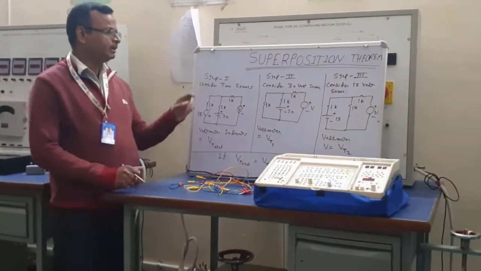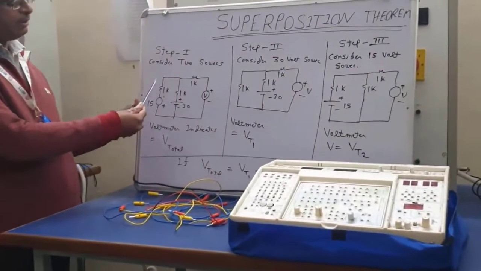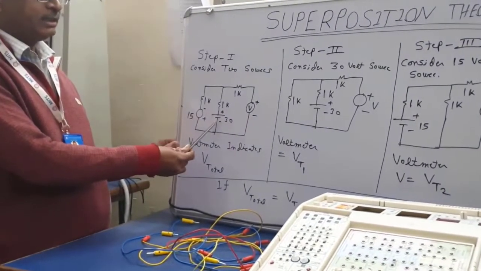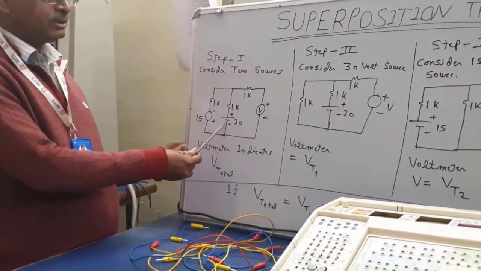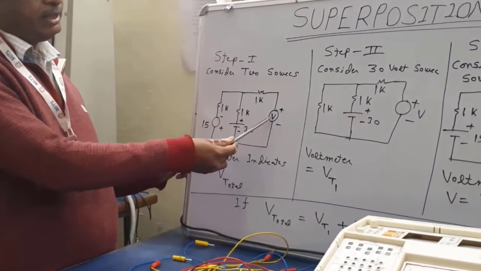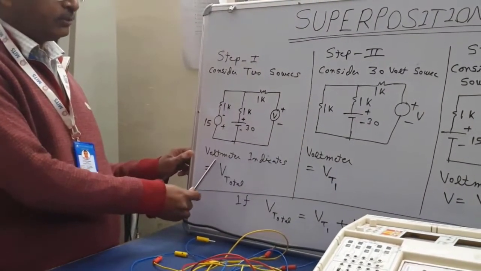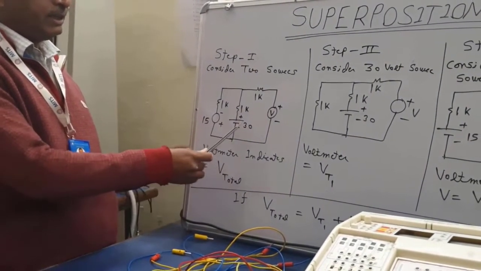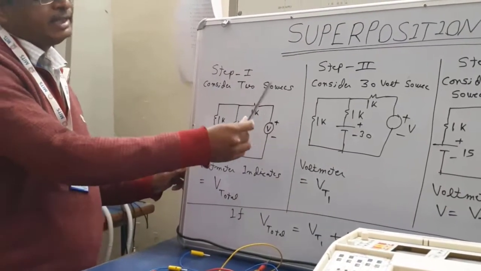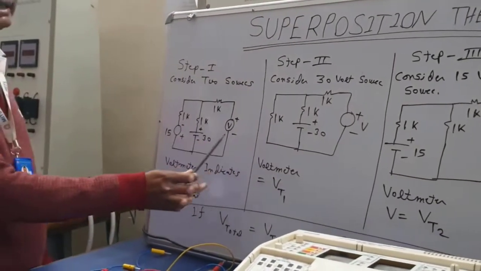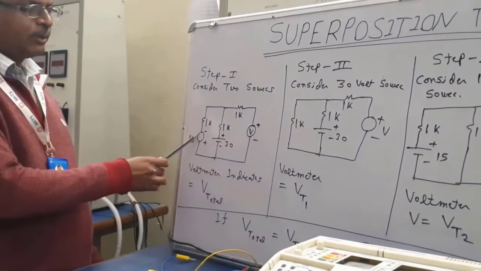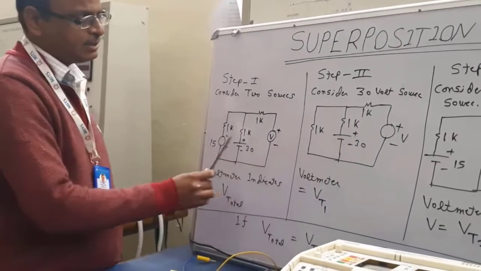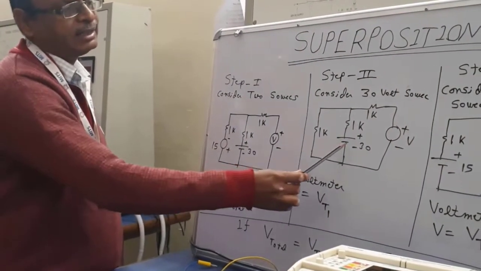According to this circuit diagram, we consider two sources, 50 volt and 30 volt. By connecting these two sources and using a voltmeter, we can measure the total voltage, V total. In the first step, we connect both sources. In the second step, one source is deactivated. Deactivate means removing the 50 volt source and connecting only the single 30 volt source. The circuit diagram is the same.